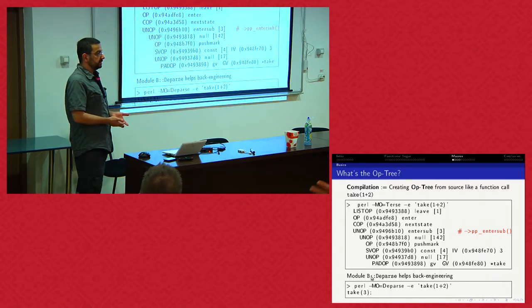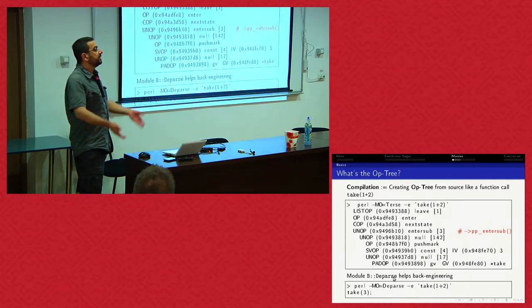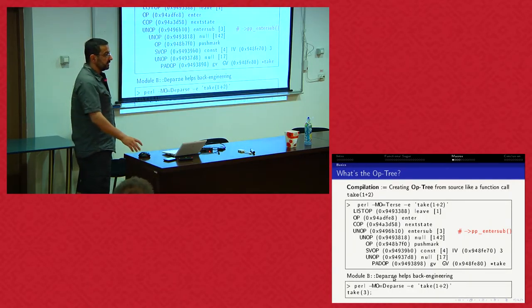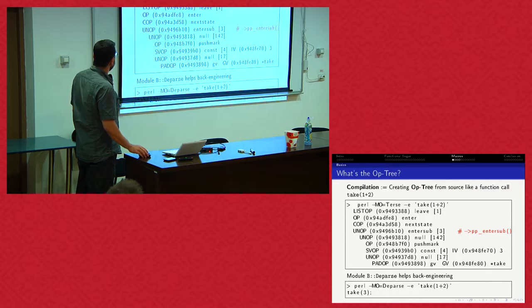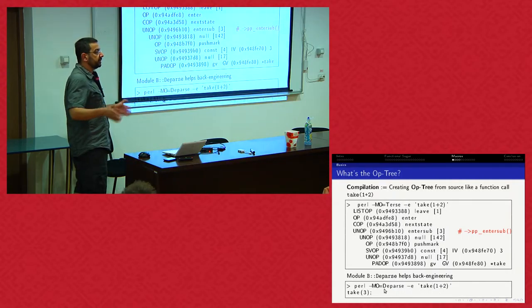B::Deparse compiles the code, and then it tries to decompile the code. It hacks into the op tree. If you see perl -MO=Deparse, take 1 plus 2, and this you can't read, you will see take 3 as a string. So you get more or less the original code back, how Perl sees the code.